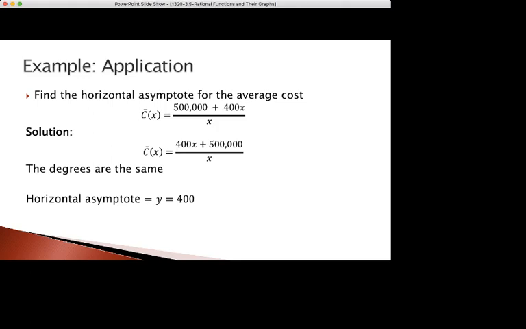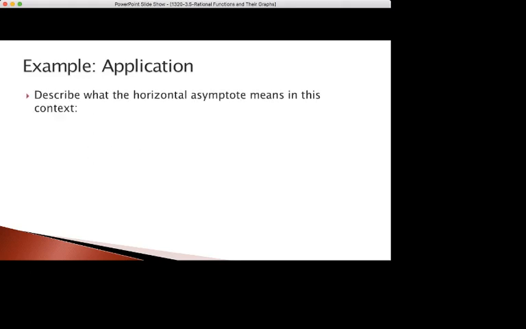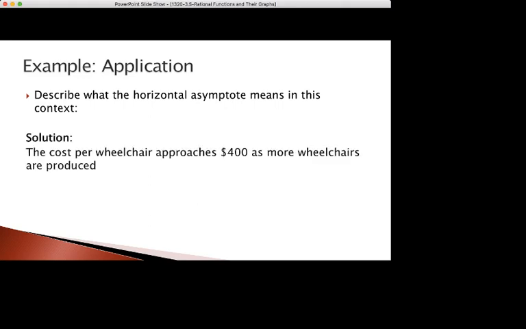Now, that's all fine and dandy, but what does that mean? What in the context does this horizontal asymptote tell us? Well, what it tells us is that as we start producing more and more wheelchairs, a lot of them per month, the average cost per wheelchair is going to approach $400 each. So as we start producing 10,000, 20,000, 40,000, 50,000 wheelchairs per month, the average cost per wheelchair is going to approach $400 each.